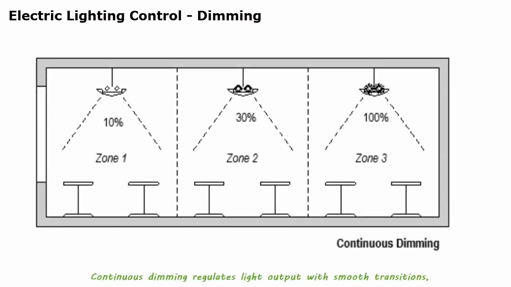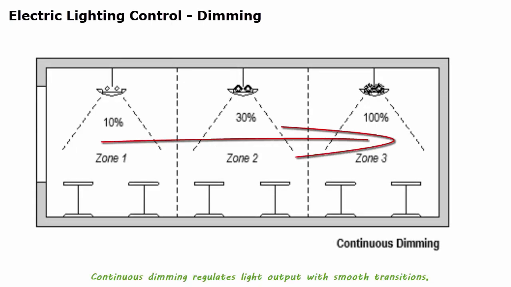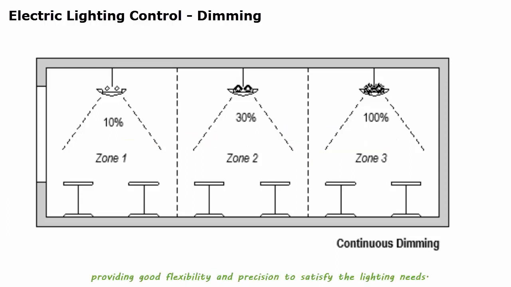Continuous dimming regulates light output with smooth transitions, providing good flexibility and precision to satisfy the lighting needs. It is desirable in spaces where smooth light level transitions are required, such as in offices, classrooms, design studios, etc. Continuous dimming is a great candidate to work with daylight harvesting.